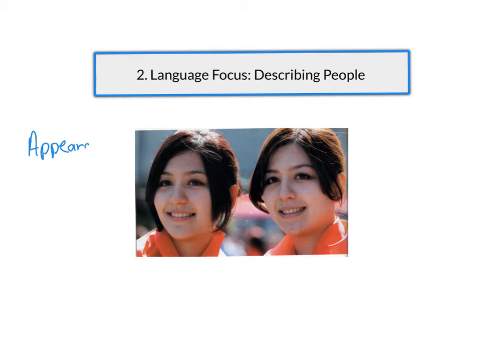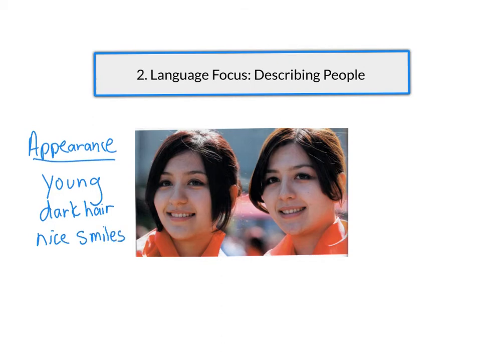What could we say about these ladies? We could say they are young. We could say they have dark hair. We could say they have nice smiles. So that's describing their appearance. We could also describe their personality. We don't really know anything about them, but we can imagine, and we can use this picture for some ideas.